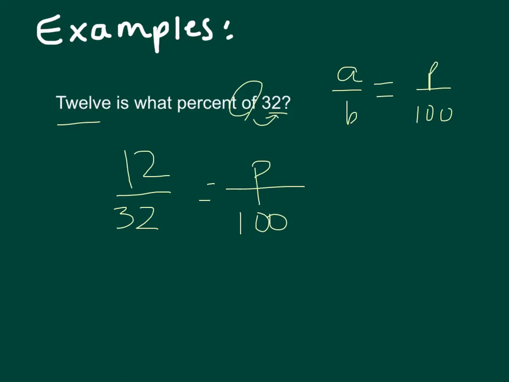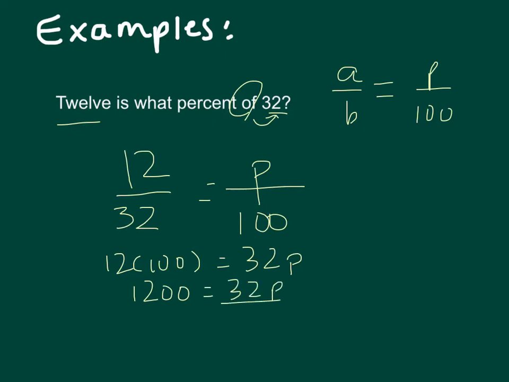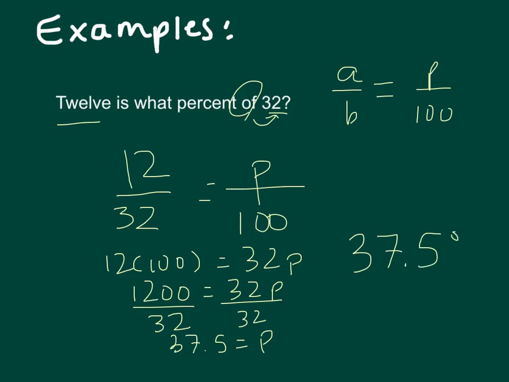So I do 12 times 100 on one side equals 32p. So I have 1200 equals 32p. Divide by 32. And I get 37.5 equals P. Now, since that is a percentage, it's already in the percent form, so all I do is say my answer is 37.5%. Okay, I don't need to move the decimal or change the value of that 37.5.